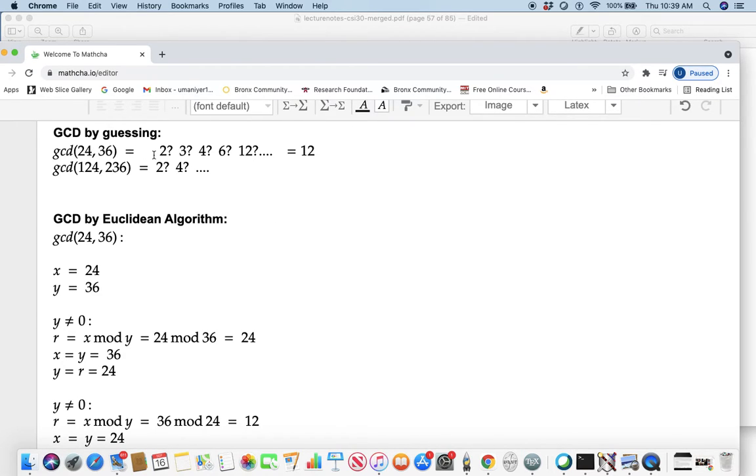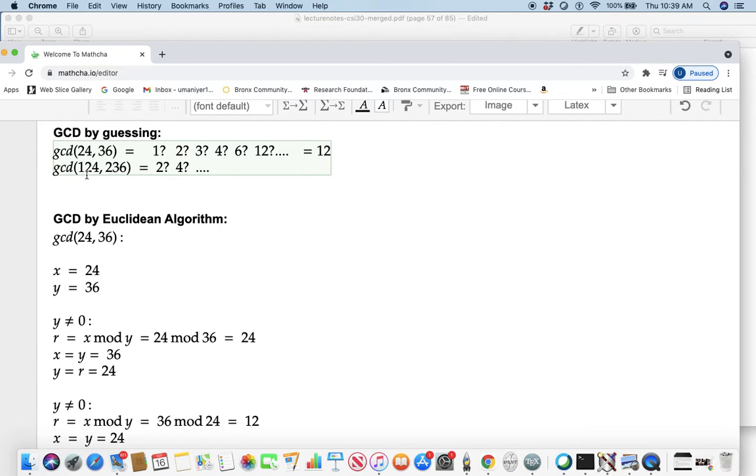24 and 36. Well, 1 divides. Does anything bigger divide? Yes, 2 divides both of them. Does anything bigger than 2? 3. Yes, 3 divides both of them. Anything bigger than 3? 4 divides. Yes. Bigger than 4, does 5 divide? No. 6 divides. Yes. After 6, 7, 8, 9, 10, 11, 12. Yes, 12 divides. After 12, keep counting. You will find nothing else beyond 12 divides both of them. So 12 is the GCD.